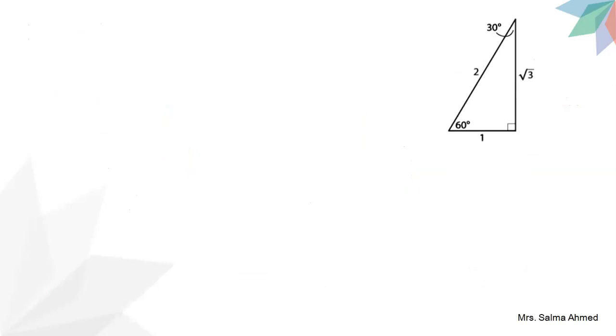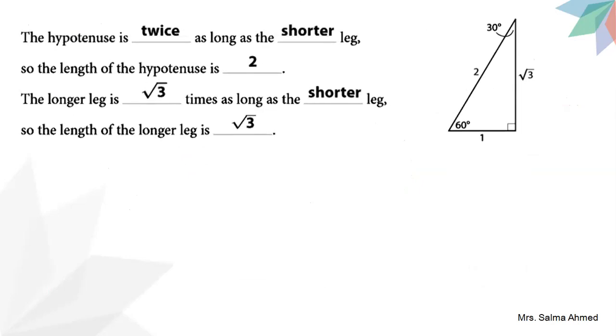Okay, let's deduce. If I have this triangle, the shortest leg is 1, so the hypotenuse, if I double it, will be 2, and the side in front of the 60 will be root 3. So the hypotenuse is twice as long as the shorter leg, so the length of the hypotenuse is 2. The longer leg is root 3 times as long as the shorter leg, so the length of the longer leg is 1 root 3, or we can just say root 3.